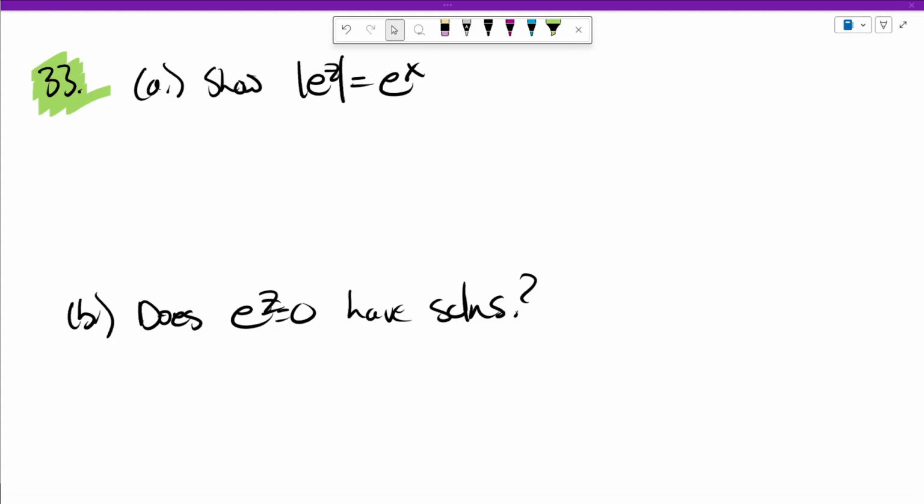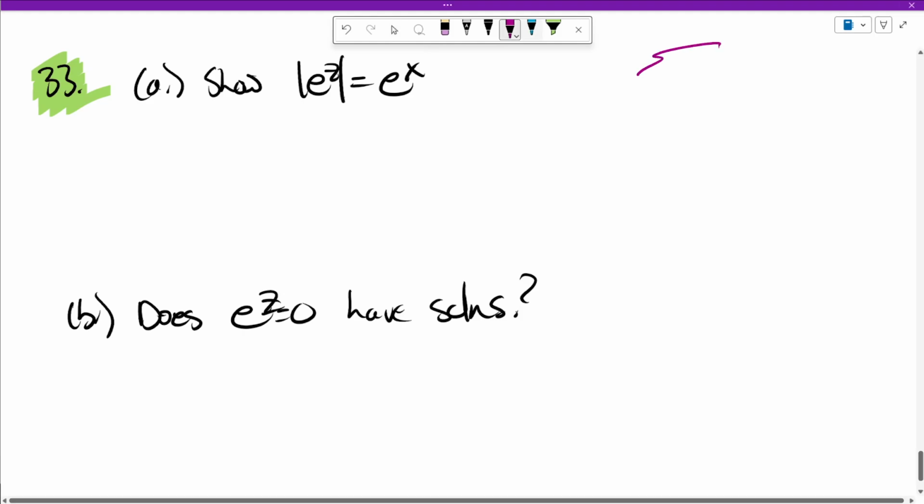In problem 33, we're going to go over some properties of the complex exponential function that are helpful. So the first part A is that if we look at the modulus of e to the z, it has the same modulus as e to the x, namely it's just equal to e to the x. Namely, the imaginary part does not contribute to the modulus.